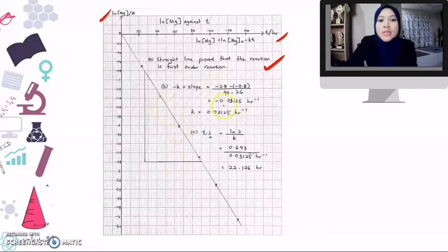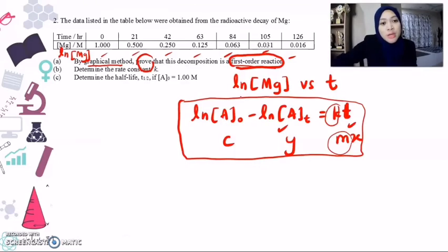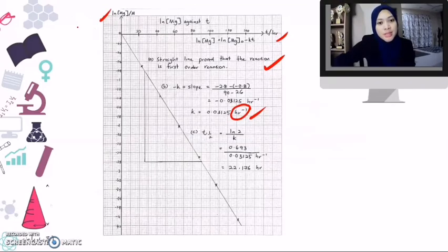By using the way to calculate slope, I get this value. This will be our K. So the slope is equal to our rate constant. Look at the unit here, per hour. Why do I use per hour? Because from the question, using hour as time.